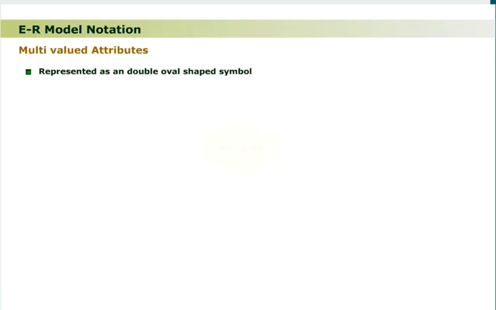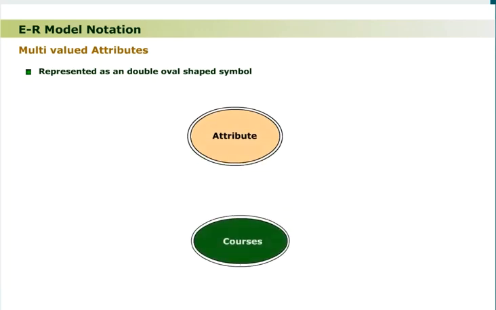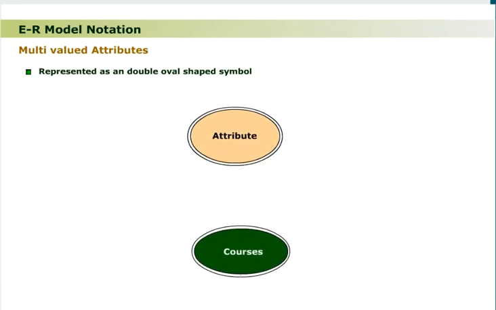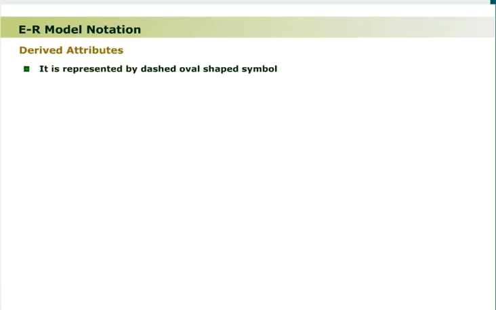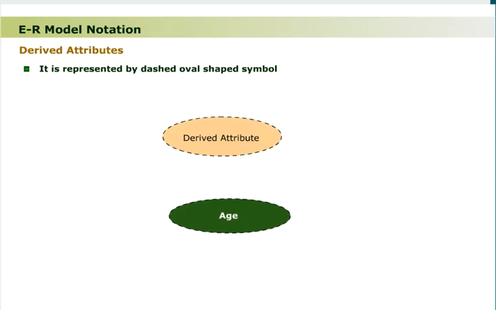These are: Multi-valued attribute. The multi-valued attribute is represented by a double oval-shaped symbol. The name of the attribute is written inside, as shown. For example, the multi-valued attribute courses is represented as shown. Derived attribute. The derived attribute is represented by a dashed oval-shaped symbol. The name of the attribute is written inside, as shown. For example, the derived attribute age is represented as shown.